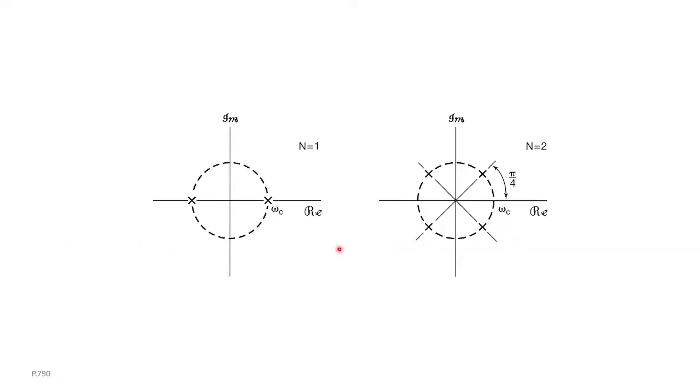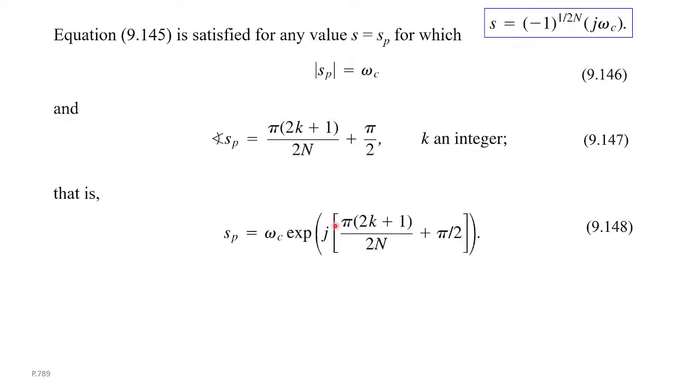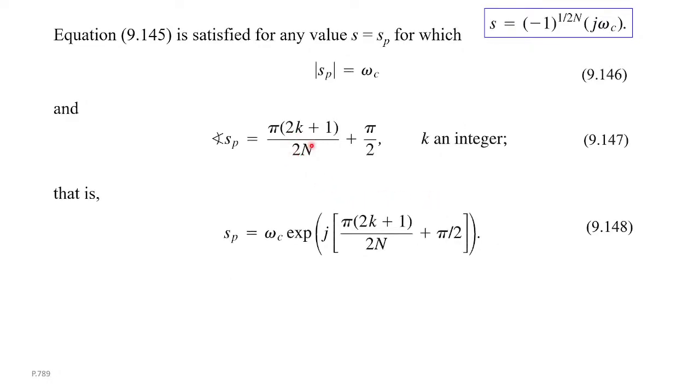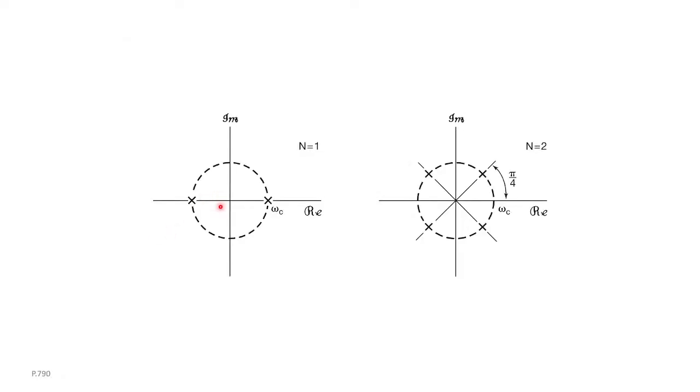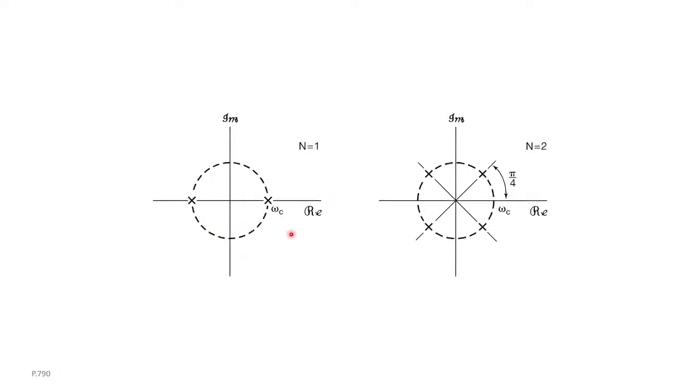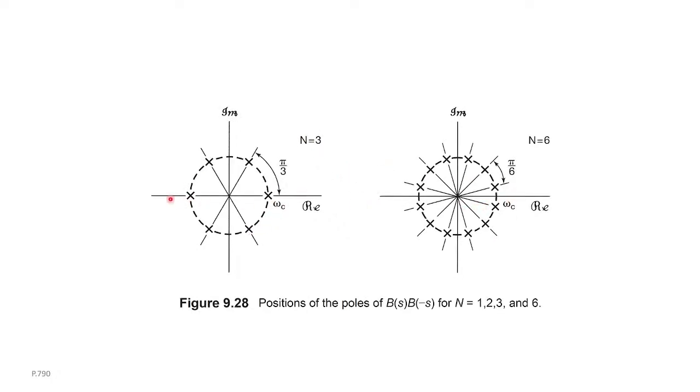And you can plot this for different n. So you can see n equal to 1, there are 2 roots, because it's divided by 2n, which is 2. And n equal to 2, there are 4 roots, n equals 3, there are 6 roots, and n equal to 6, there are 12 roots. And you can see there is always symmetry, so it's always symmetric left and right. And the number of roots is 2n. Okay.